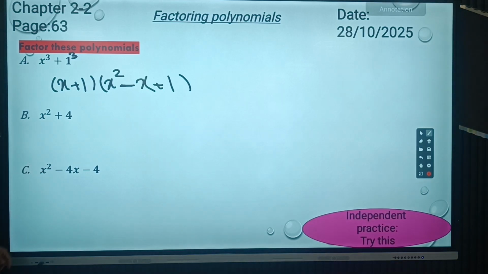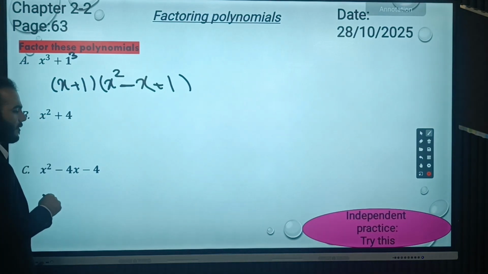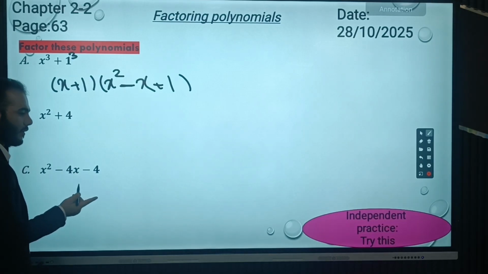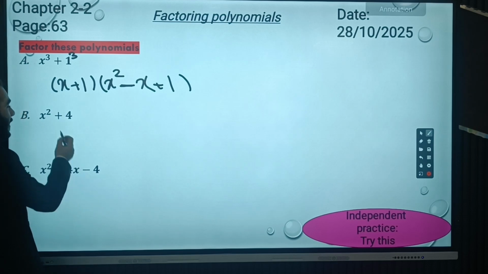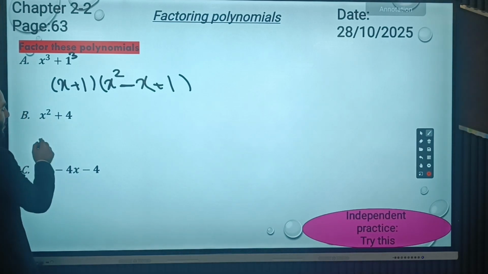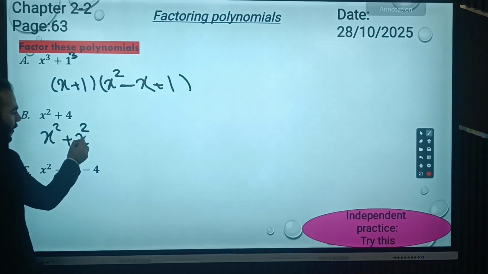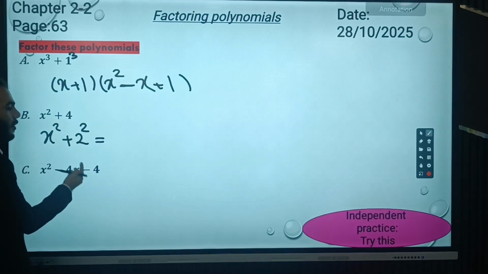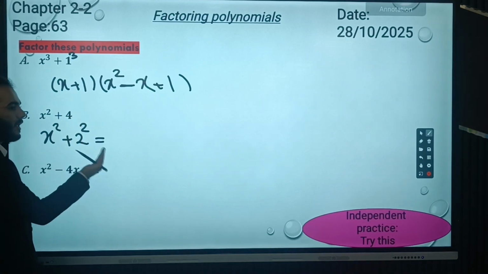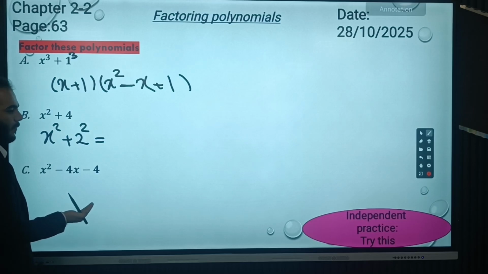How about this one? This is a very, very important question that I remember one student asked me: teacher, is it only minus between two squares? Can it be plus? If there is plus between two squares, guys, be careful. In that case, we are going to say that we have no solution. We cannot factorize it. Okay?